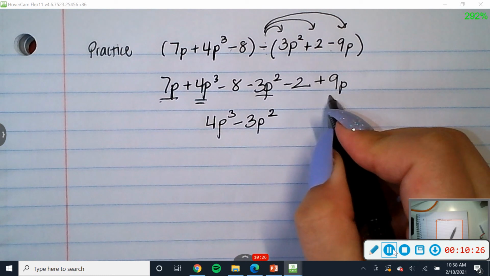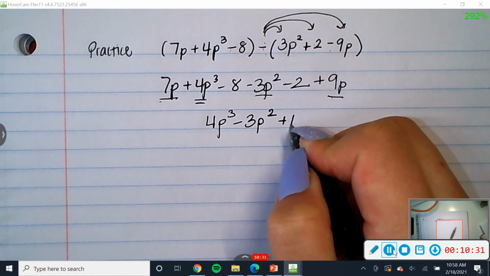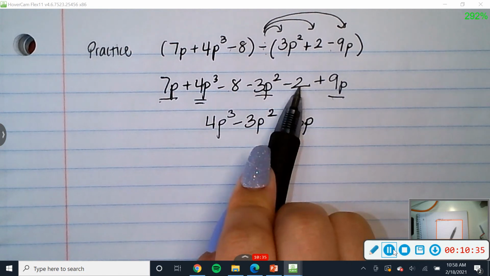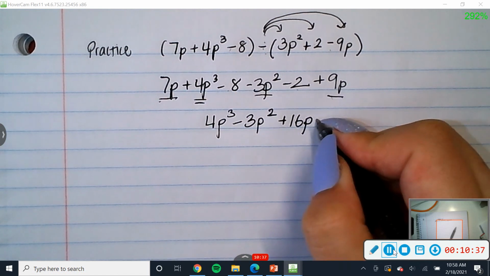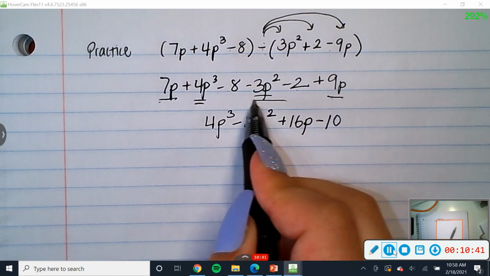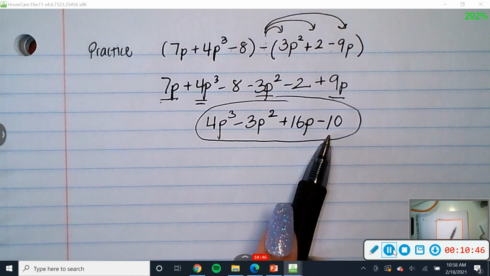And then now let's look at the regular p variable. So I see a 7 and I also see a 9p. So I can add those together. This will give me positive 16p. And then finally my numbers. So negative 8 and negative 2, combine those together, you should get negative 10. So we have minus 10. Now double check that you don't have any like terms. Our answer should be this.